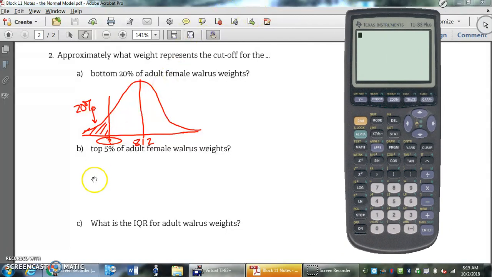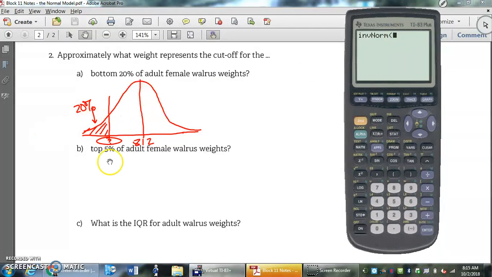Normally we would look on our z-table on the inside where the proportions are and try to find 0.2 or as close as we can get to it, and then write down what that z-score is. But on the calculator, I can go to second vars and then go to that third option, which is inverse normal. Again, if you have a newer calculator, this is going to look different. It's going to bring up a menu, and one of the options is area.